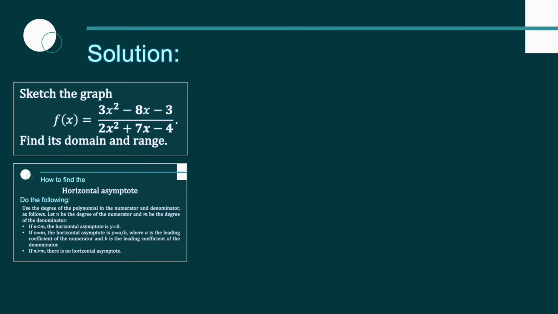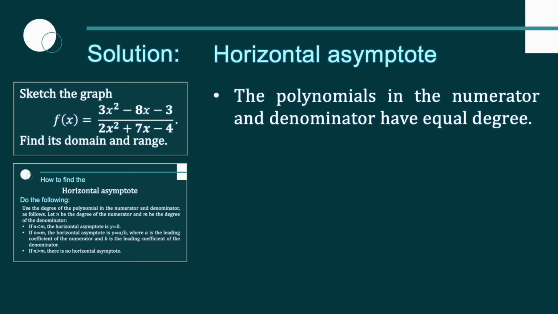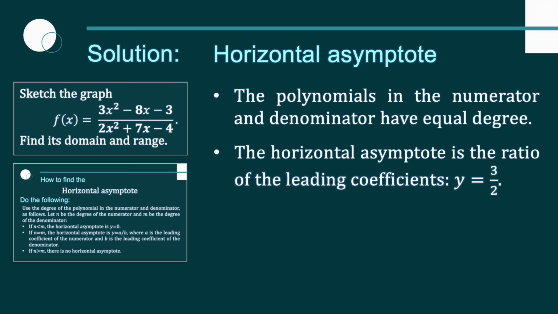Now, for the horizontal asymptote, we consider the degree of the polynomial in the numerator and denominator. So the polynomials in the numerator and denominator have equal degree. Hence, the horizontal asymptote is the ratio of the leading coefficients, that is, y equals 3/2.